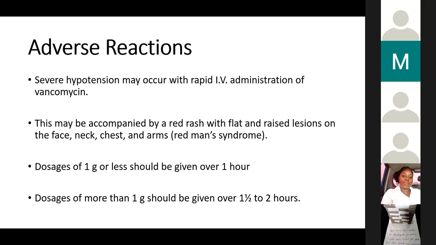Another thing that can occur with vancomycin is severe hypotension when you give it rapidly. So vancomycin is not given as a push. You don't put the vancomycin in a syringe and just push it through the IV line. No, you have to give it as a drip. If you are giving a dose of up to 1 gram, it should be given over 1 hour. And if it's more than 1 gram, then it should be given over longer. Rapid infusion is usually associated with a red rash all over, and this is called red man syndrome. So vancomycin is peculiar in this sense.